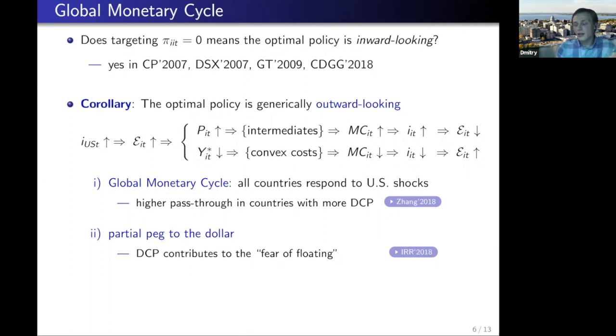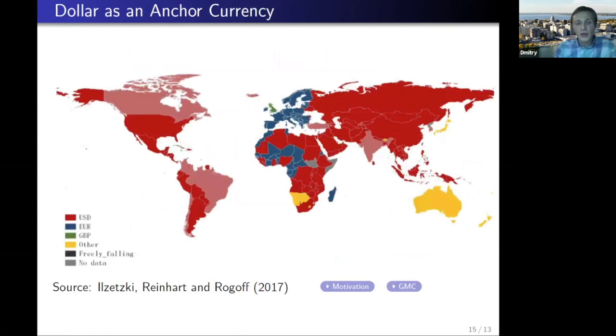And as a result, the volatility of the exchange rate will be lower than without any endogenous reaction of the monetary policy. So in other words, the model predicts that for such countries, there will be a fear of floating, right? And that's actually what we see in the data. So let me just very quickly show you the picture from Ilzetzki, Reinhart, and Rogoff. What they find is that more than 70% of countries in the world have at least a partial peg to the dollar, right? And that's exactly what our model predicts.